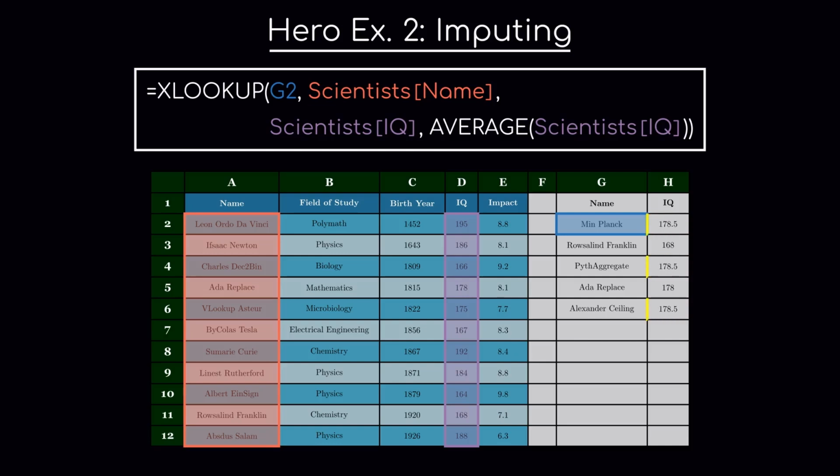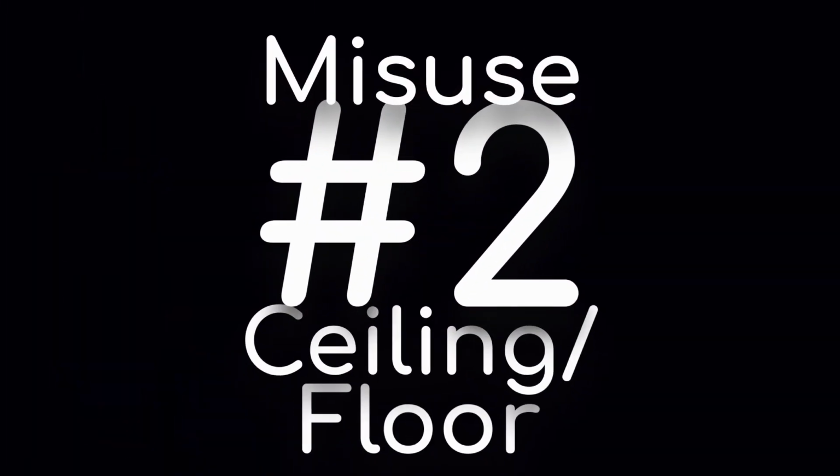As you can see, the 3 scientists who weren't in our scientist table have been assigned the average IQ of all the scientists that are in the table, but we could have just as easily set this to some other value, such as the minimum, the maximum, or the median. The second odd way to use XLookup is using it instead of the ceiling and floor functions.